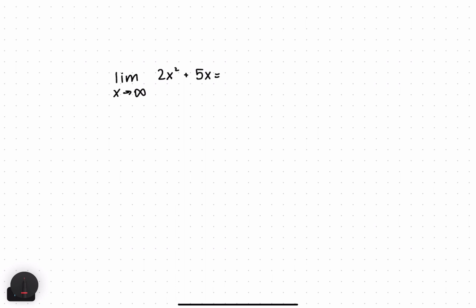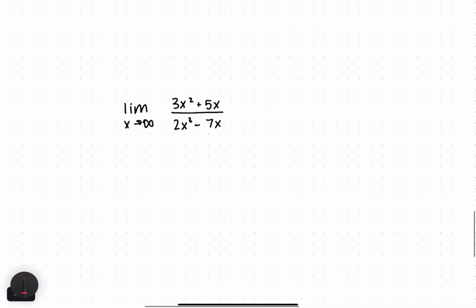Since this function allows for that constant growth, as inputs get larger and larger approaching infinity, the outputs would also get larger and larger, and in its own way would also approach infinity. So we would say that the limit as x approaches infinity for 2x squared plus 5x equals infinity.